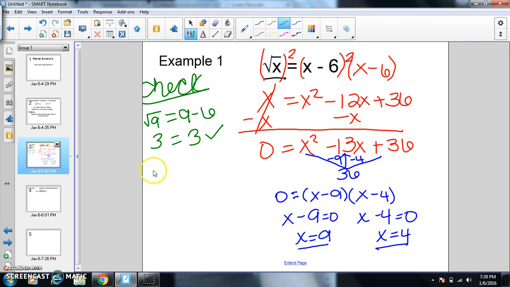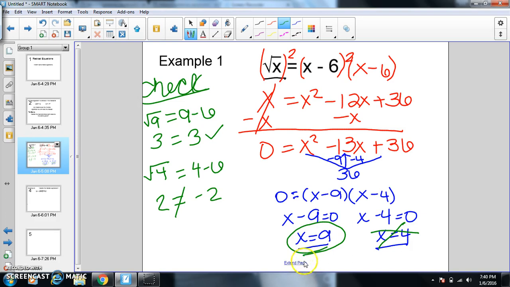Then we need to plug in 4. So we have the square root of 4 is equal to 4 minus 6. So the square root of 4 is 2, is equal to negative 2. So that is not true. So x equals 4 is not a solution to this equation, and our only solution is x is equal to 9.